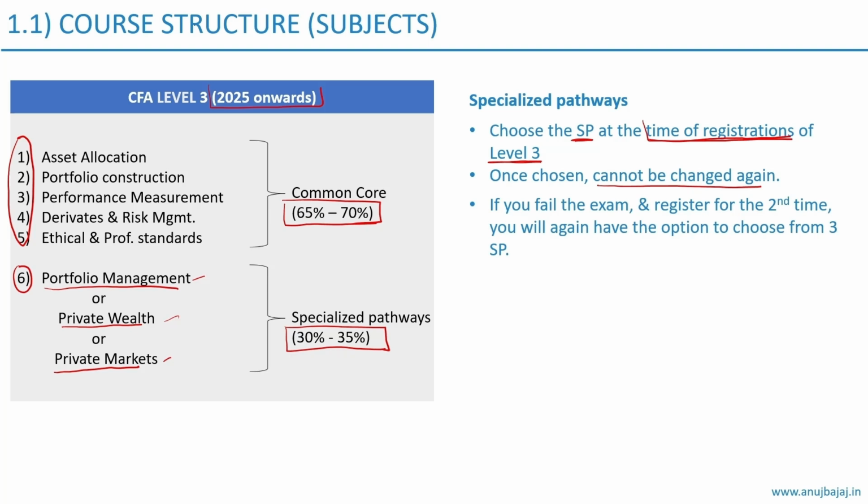But in case you fail your Level 3 exam and you decide to register for the Level 3 exam a second time, then at the time of registration, you will again be provided with the option to choose from the 3 specialized pathways. You can either decide to continue with your previous specialized pathway, or you can choose a different specialized pathway.